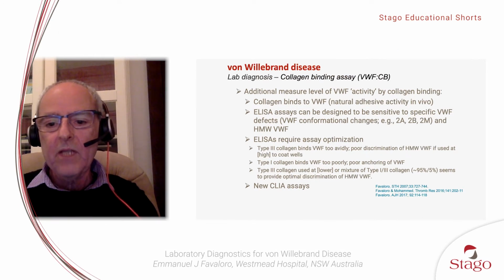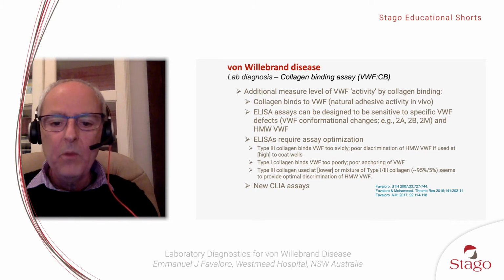And what studies from our laboratories indicated is that it's actually a mixture of type 1 and type 3 collagen, or perhaps type 3 collagen used at a lower concentration, that seems optimal to provide optimal discrimination of high molecular weight VWF. But there are also newer assays which can also be utilized.